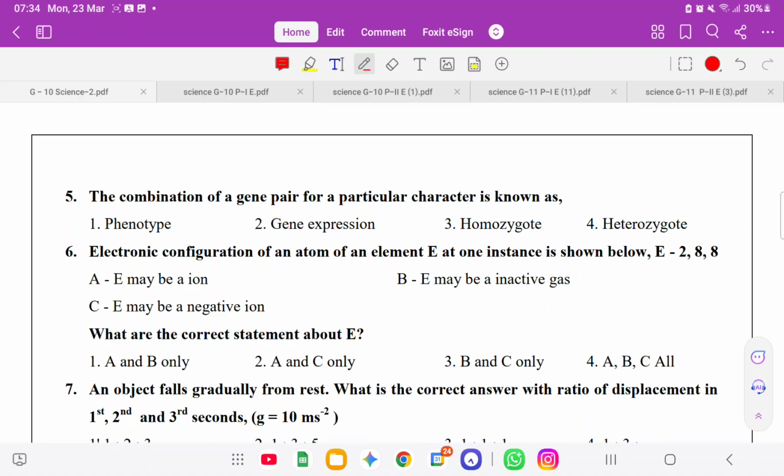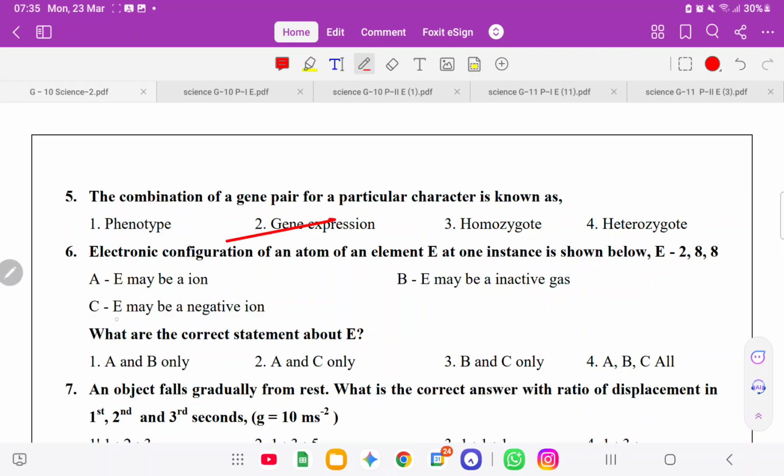Homozygote means a gene pair that is similar: the two genes in the gene pair are similar. Heterozygous means the two genes are different, a dominant gene and a recessive gene. Homozygote means either two dominant genes or two recessive genes. Phenotype means external expression, right? It's not. This second one is the answer.